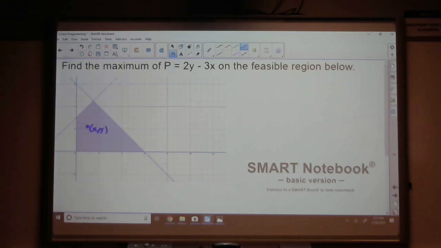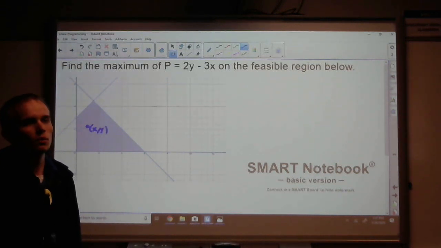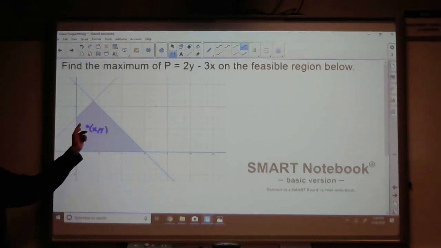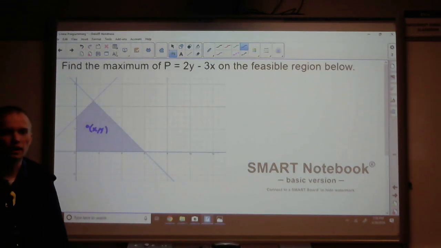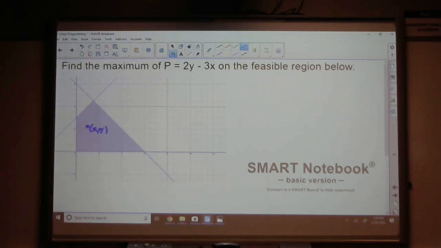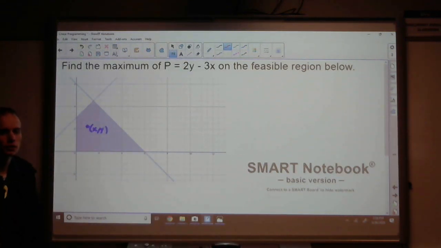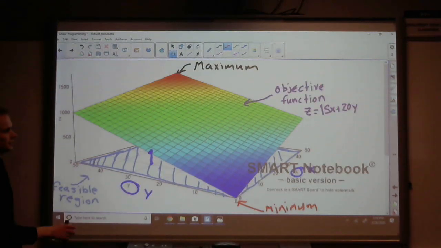So that's really what we're doing when we're doing linear programming: looking for the biggest value, or sometimes, if we're looking for a minimum, the smallest value that you can get by plugging in these different x's and y's for different points in this feasible region.